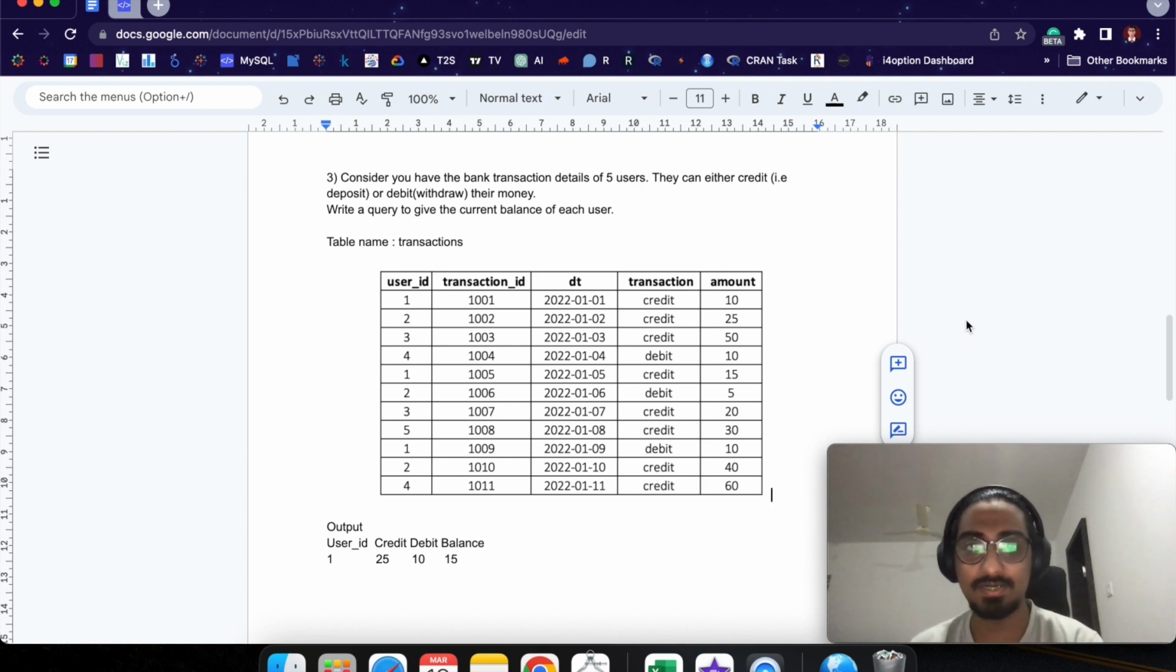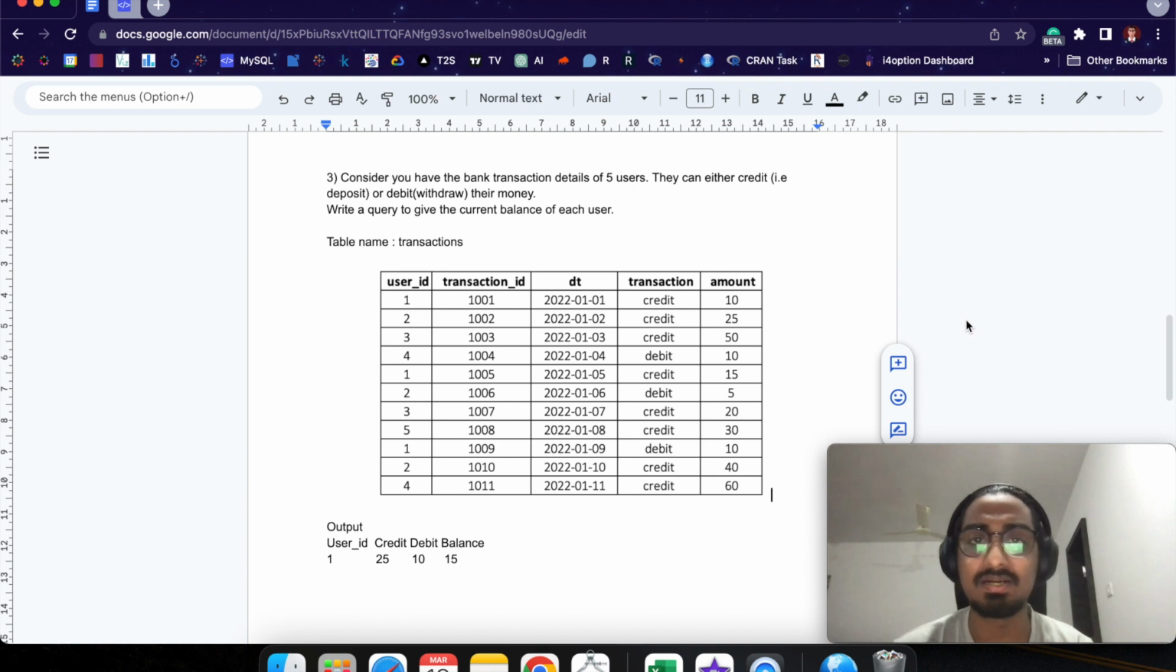Today let us try to understand how to pivot data in SQL. For this, let's try solving this problem. This was asked in a business analyst interview round at a famous fintech company. The question goes like this.